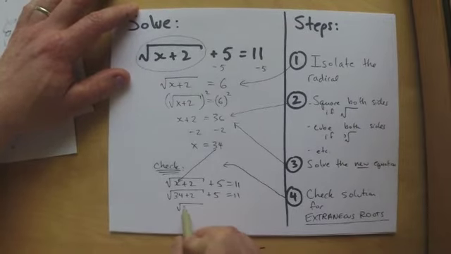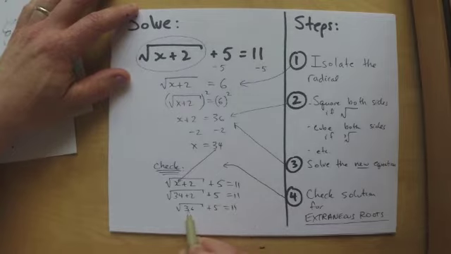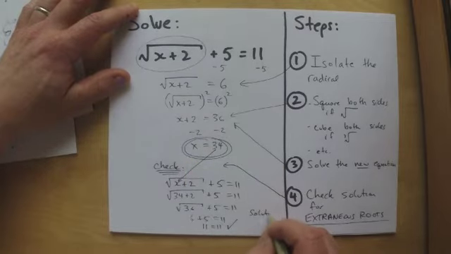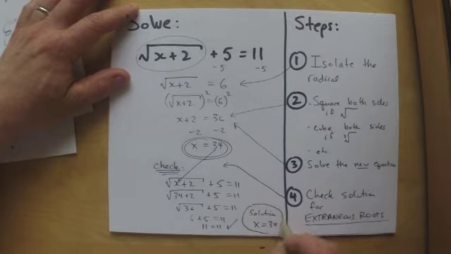So this is the square root of 36 plus 5. Square root of 36 is 6. Is 6 plus 5 11? 11 equals 11. So it checks out. And because it checks out, this is the actual answer. So the solution to that question is x equals 34.